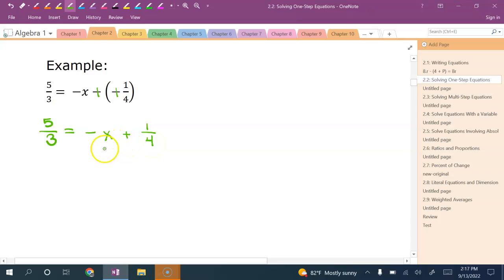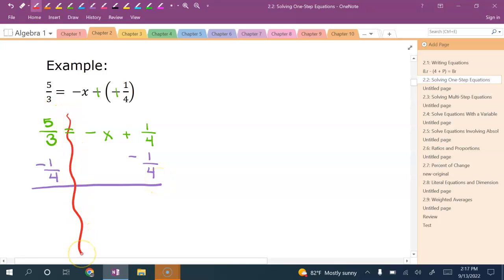Now in order to get x by itself, I need to move that 1/4. Since right now it says plus 1/4, I'm going to need to subtract it, again, from both sides of my equation. Draw that river in there if you need to. So these 1/4 over on the right side are gone, and I have that negative x left, and I bring down my equal sign. Now 5/3 subtract 1/4 is going to be 17 over 12.